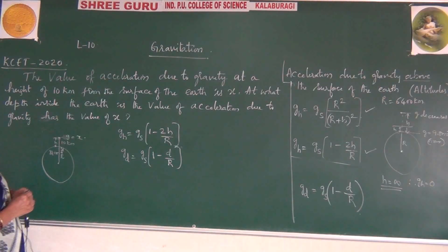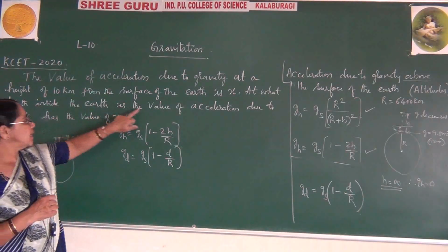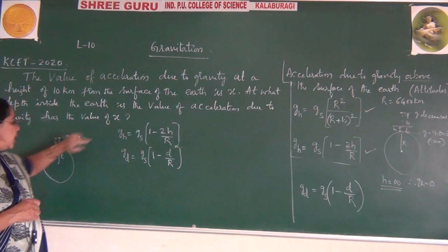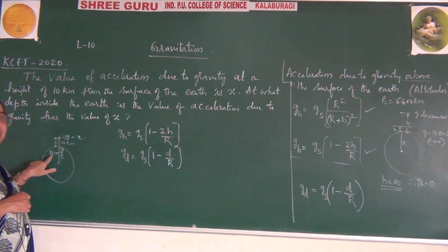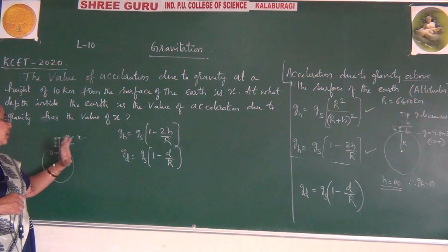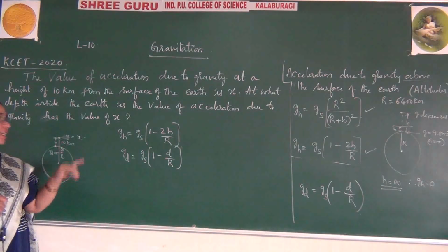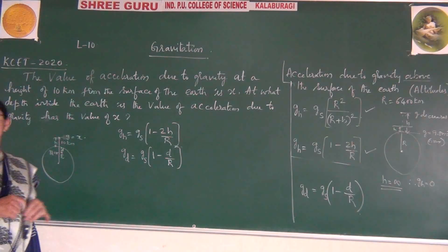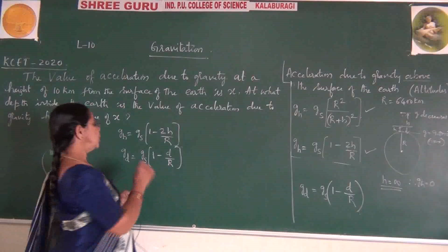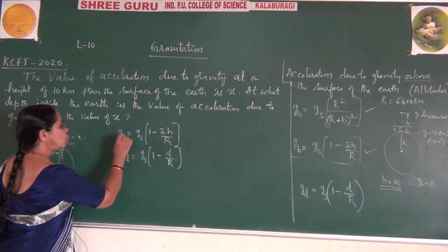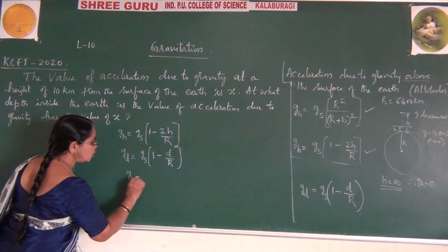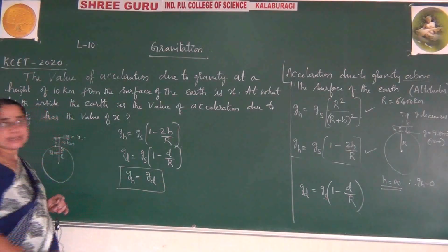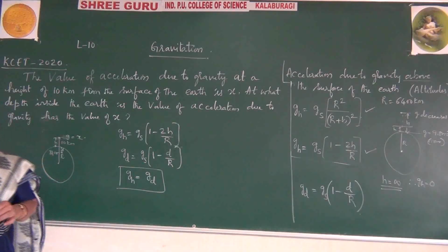At what depth inside the earth does the value of acceleration due to gravity have the same value as at height h? That is the x they are asking. Here is x, here is x. They have said both are equal, they have given the condition. So let me take into consideration where g_h is equal to g_d. This is the one step you have to follow.